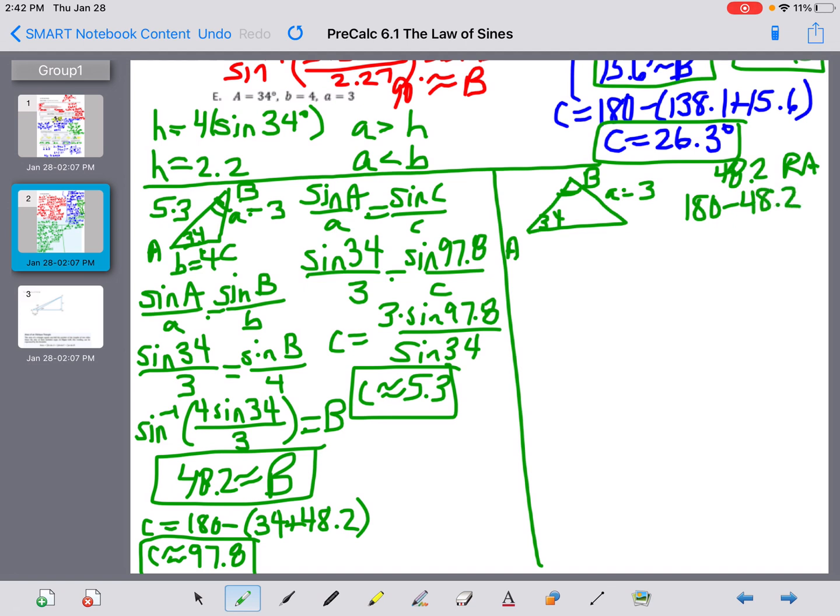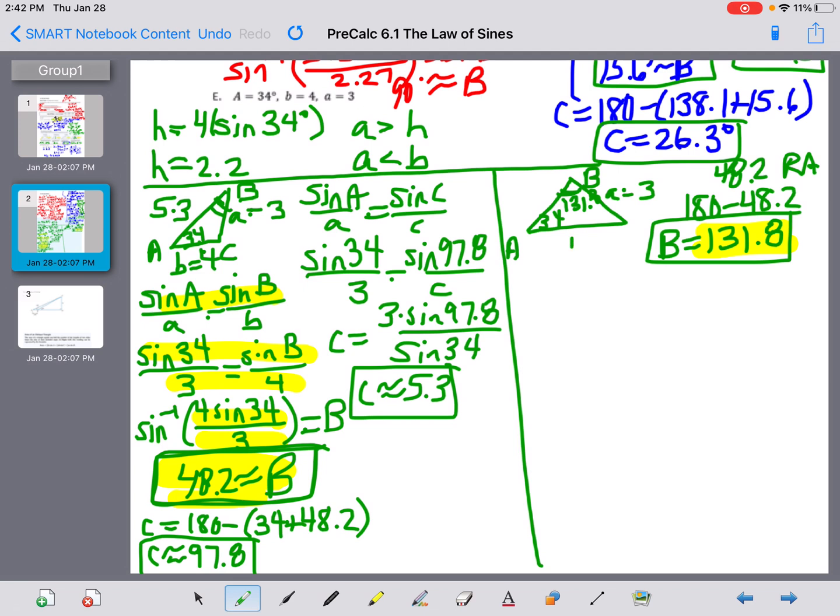So 180 minus 48.2 is 131.8. So instead, B this time can be 131.8, okay? I use this same setup from over here, and I do all this same work, but my calculator can only give me the acute, and possibly it is the obtuse, so this time I just change it to the obtuse, okay? So I get this one is 131.8.